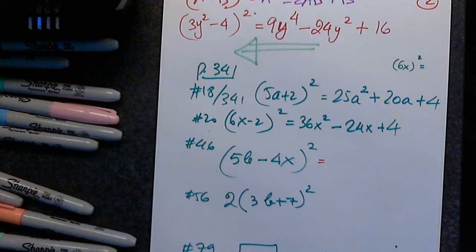Remember what you should say today when you drive home? Just say this: first term plus the second term, everything squared, is the first term squared, plus 2 times the first times the second, plus the second term squared. And you will not forget it. Okay?